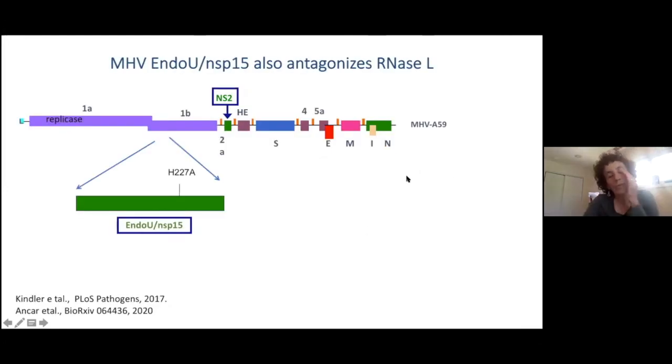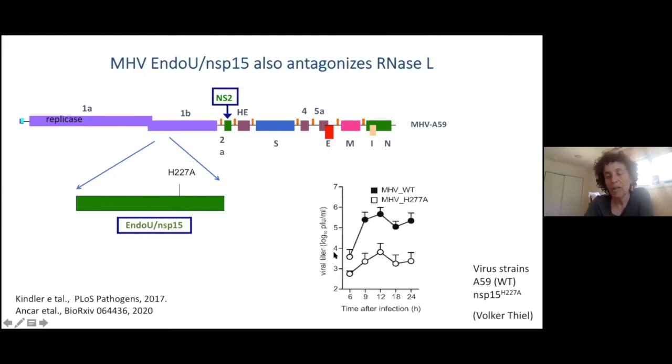So now, MHV Endo U, or NSP15, also antagonizes RNase L, and I want to discuss that just for a little bit. We were able to obtain a mutant. This was work we did with Volker Thiel in Switzerland. He had made a mutant of Endo U, of NSP15, and we compared the replication of that mutant and wild type again in macrophages. This is data from a paper with Volker, and we can see again a very similar pattern: the Endo U mutant doesn't replicate very well at all, while the wild type replicates quite well.